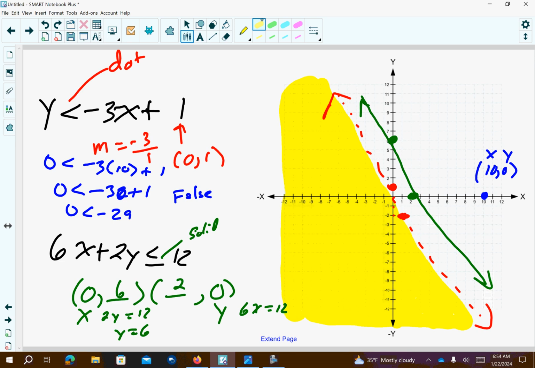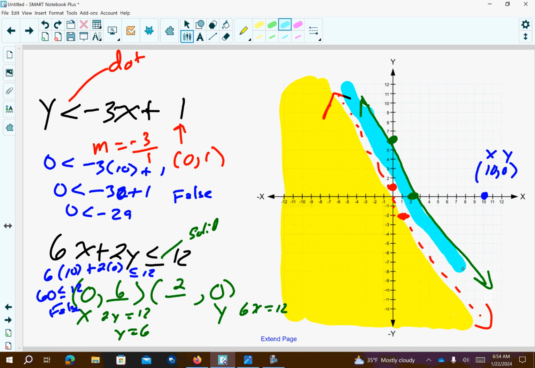Okay. All right, let's see what else happens here. I'm going to still take this point. I'm going to plug it in here. So I'm going to get 6 times 10 plus 2 times 0 is less than or equal to 12. So 60 plus 0. Is that less than 12? That's also false. So I'm going to shade the other side of the green line. So I'm going to shade here. See how I'm shading on the other side of it?